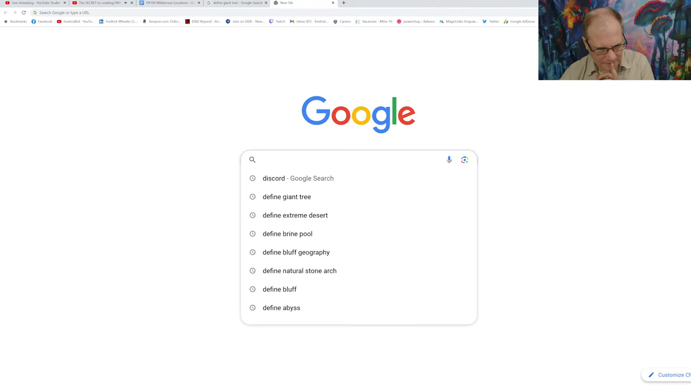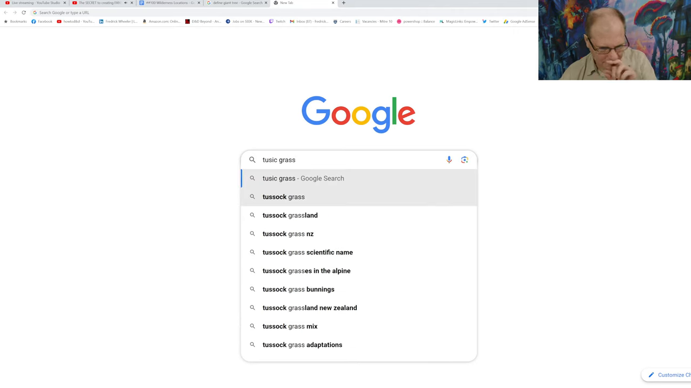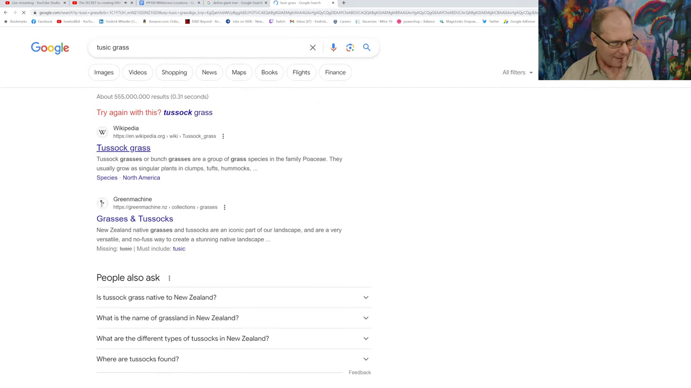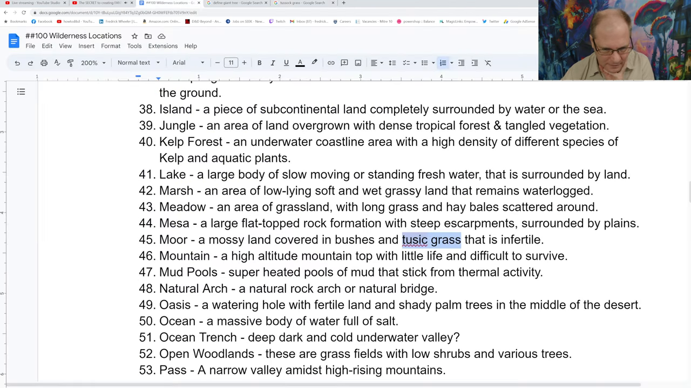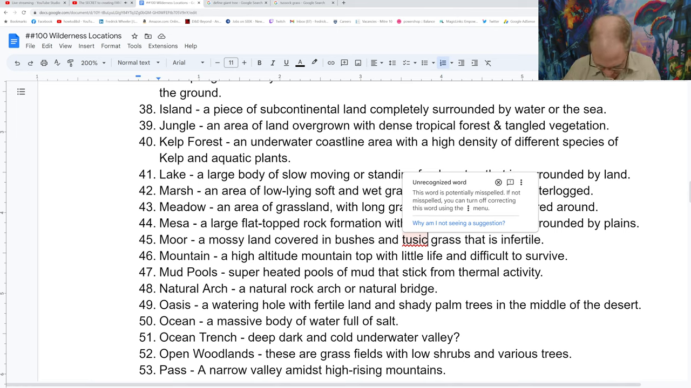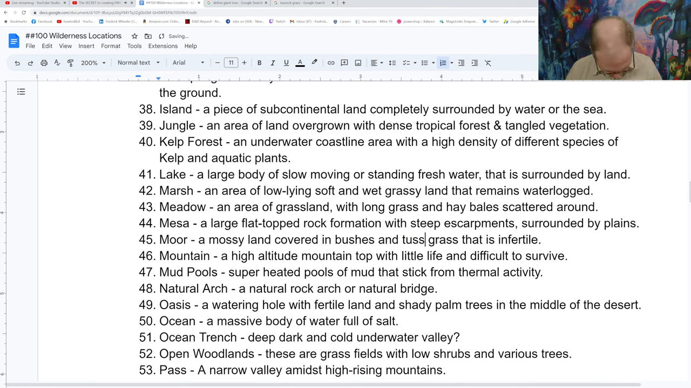Tussock grass. Tussock. Oh, it's because it isn't spelt right. That's why. It's tussock, as in that which we have a lot of in New Zealand. A lot of tussock grass. T-U-S-S-O-C-K. Tussock grass that is infertile. Infertile tussock grass. Okay, that's the moor.